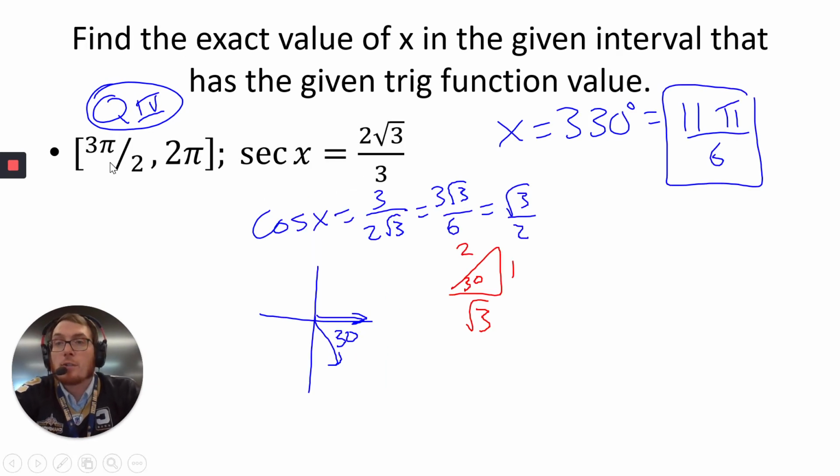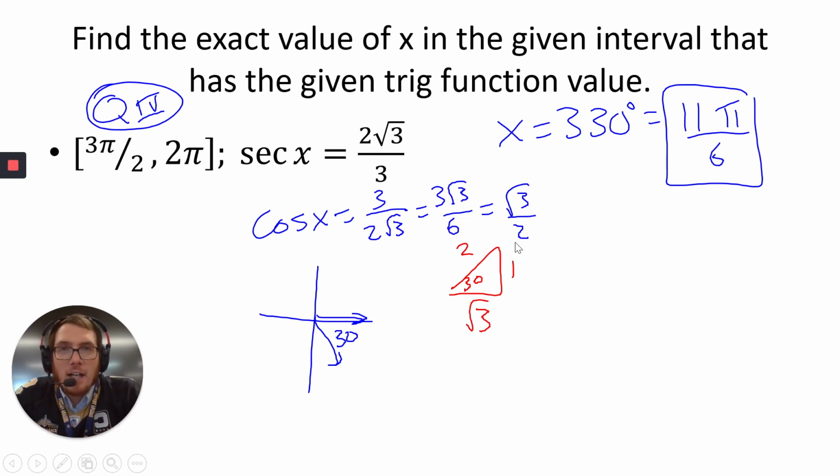3 pi over 2 is 270, 2 pi is 360, so that means this answer is in quadrant 4. The thing I like to tell students about this question is it looks pretty confusing because it's 2 root 3 over 3, and you say, well, that's none of my side lengths. But if you flip-flop this, it's 3 over 2 root 3, rationalize the denominator by multiplying by root 3, and simplify it down, it's root 3 over 2.